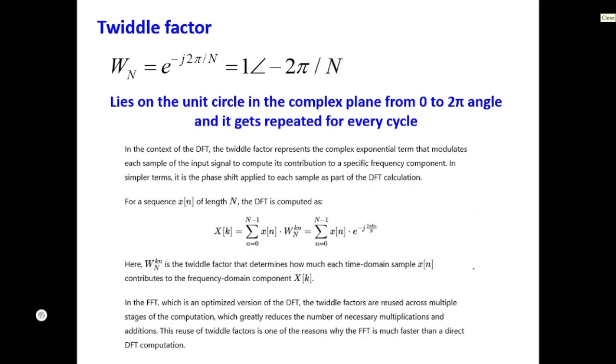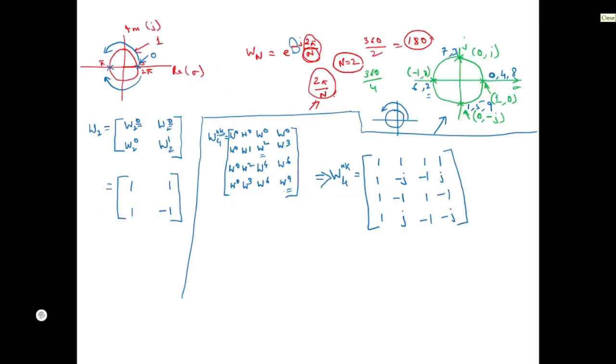Now the thing is, how do you calculate this twiddle factor? Calculation is also very easy. Okay, let's stop here. In the next class we will be discussing this twiddle factor matrix calculation.